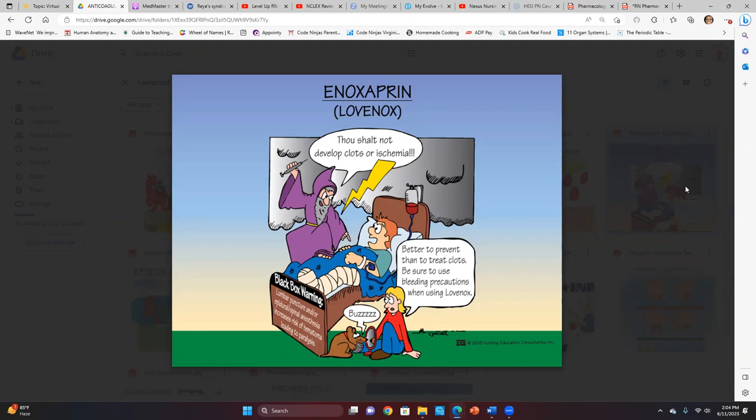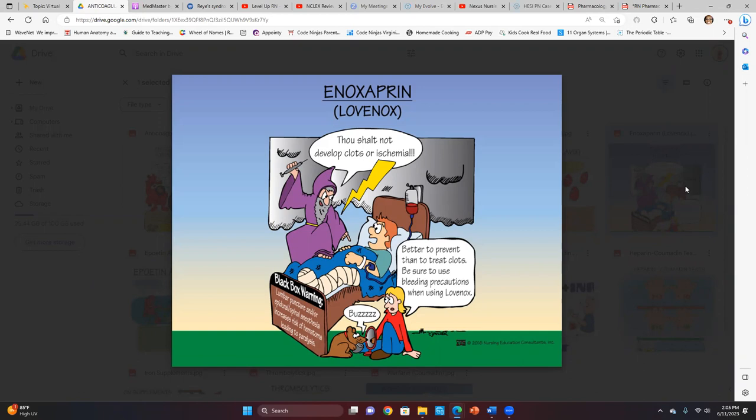Patients should stop taking enoxaparin 24 hours before surgery. All of these medications that the patient has to stop taking before surgery, it's to reduce their risk of bleeding. Do not give enoxaparin with other blood thinners.